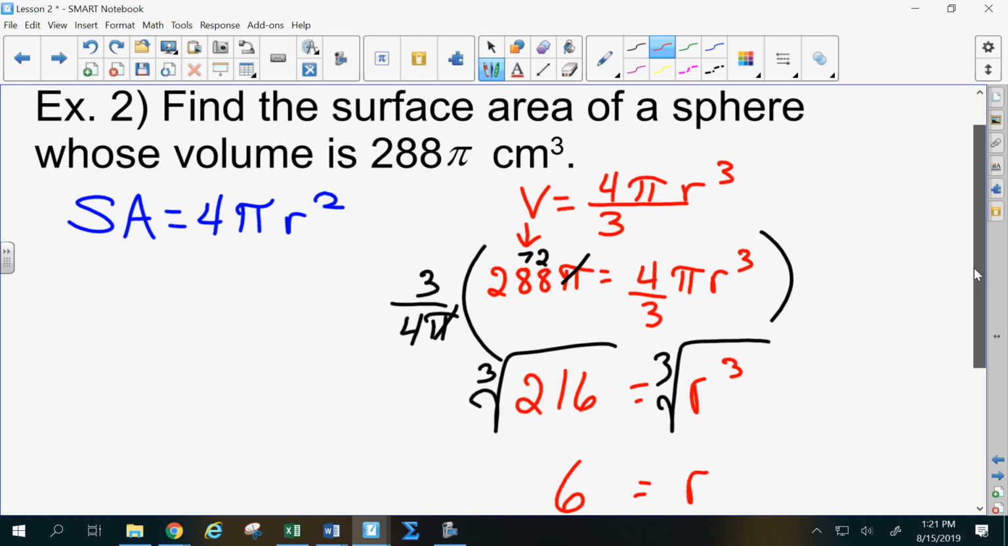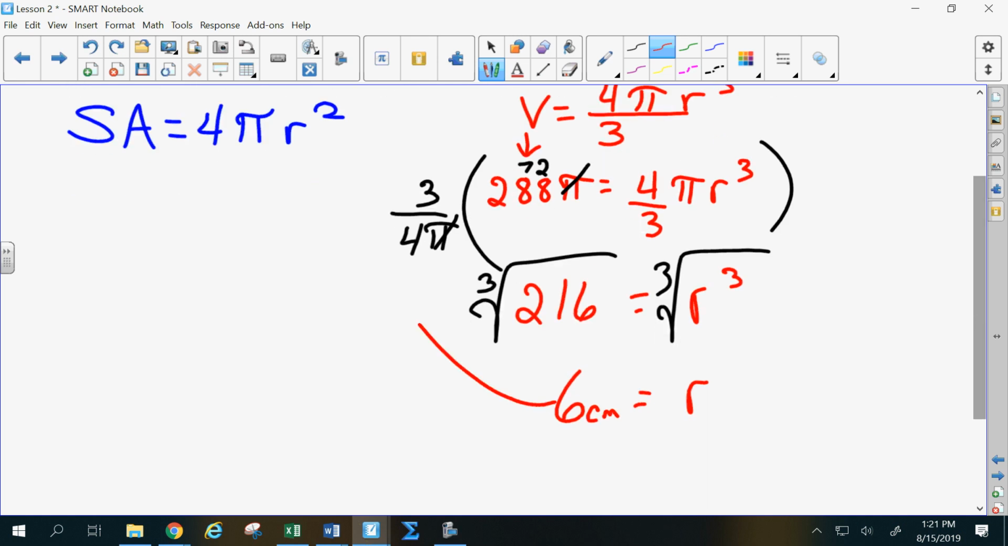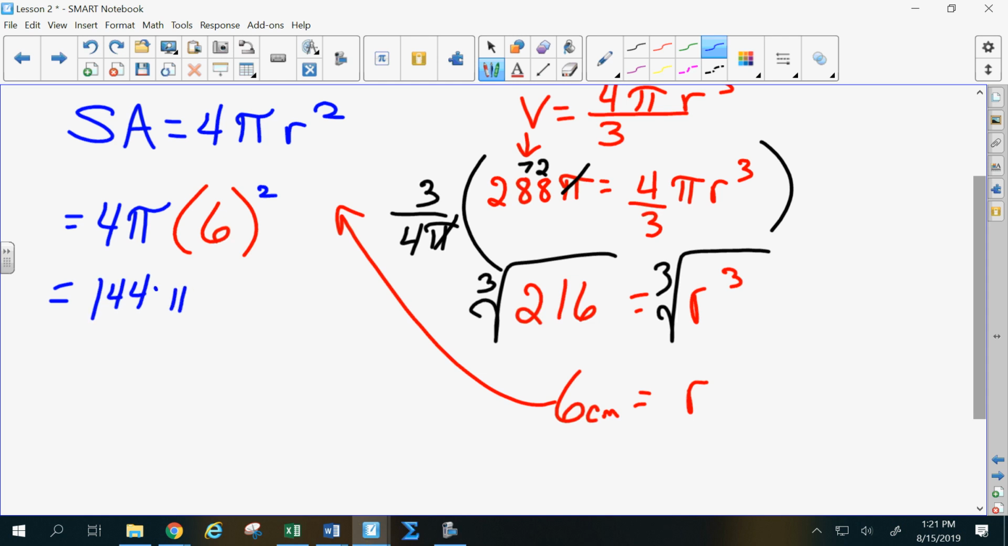And I believe these were centimeters, right? So now we can plug that in over here to finish our problem. We have 4 times pi, and then we are going to have times 6 that we need to square. And let's see, 36 times 4 gives me what? So 144 pi square centimeters for surface area. It has pi, so calculator, and then round to 3 places.